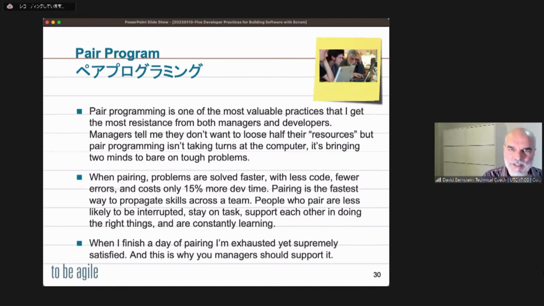Managers are not so easy to convince. They say to me things like, "I can't afford to lose half my resources." Well, first of all, we're people, we're not resources. And secondly, pair programming is not about taking turns at the computer. It's about bringing two minds to bear on the same problem.